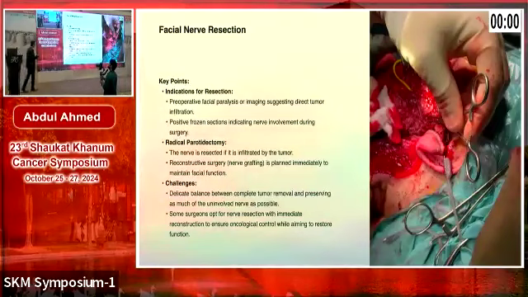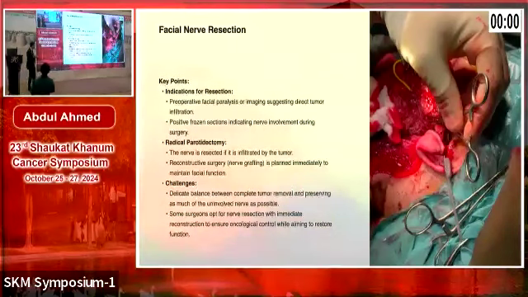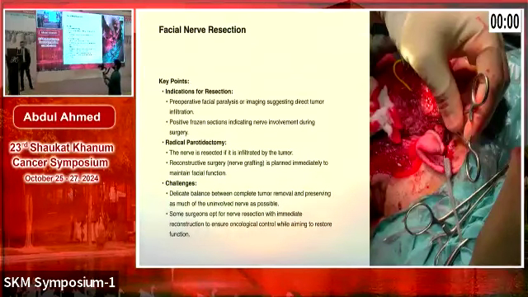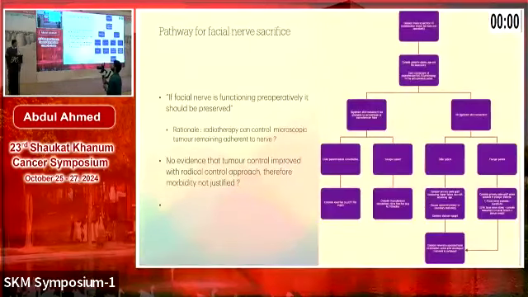So if you do remove the nerve, then you've got to think about reconstructive options. You have to think about whether you're going to do it immediately to maintain the function, or do it later. So this is the challenge: it's a delicate balance between complete tumor removal and preserving as much of the nerve as possible. It's really difficult to decide sometimes, and it depends on lots of things, and we're going to talk about it in a second, and this is what it depends on.